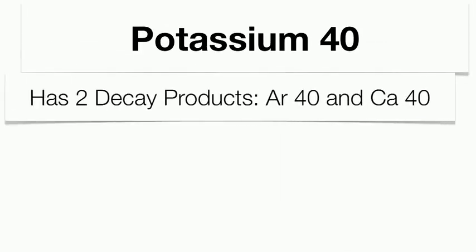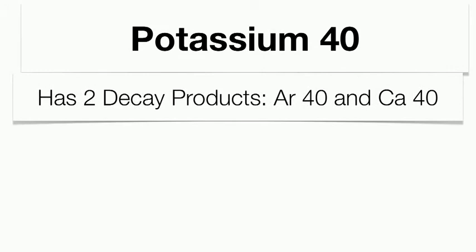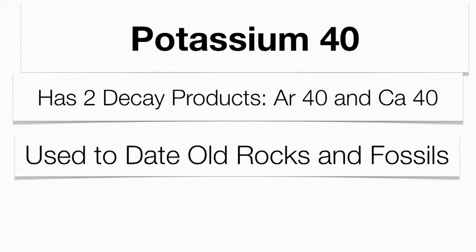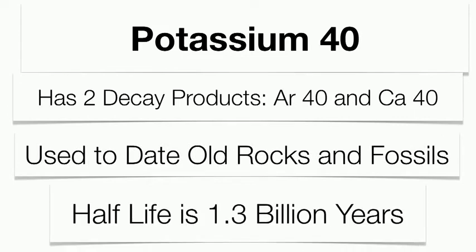Potassium-40 actually has two daughter products: argon-40 and calcium-40. This can be used to date very old rocks and fossils because it has a half-life of about 1.3 billion years.